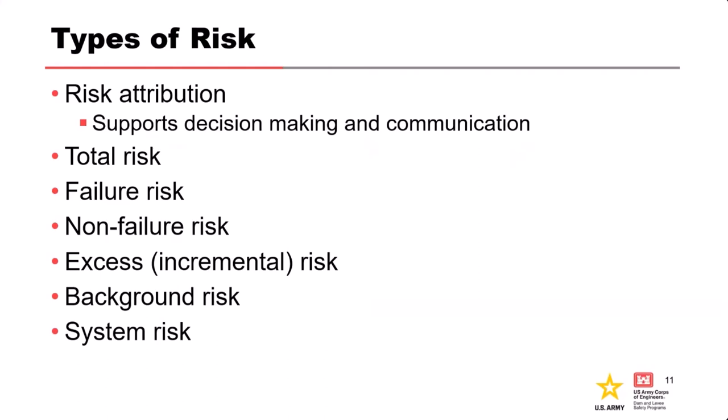Failure risk, and I'll talk about these in a little more detail in subsequent slides, is the risk associated with failure of the dam and the total consequences of failure. Non-failure is associated with the probability of the dam not failing and the consequences of it not failing. Excess, which in the Corps we call incremental risk, is a standard risk metric. This basically tells us what additional risk the exposed population is subjected to.